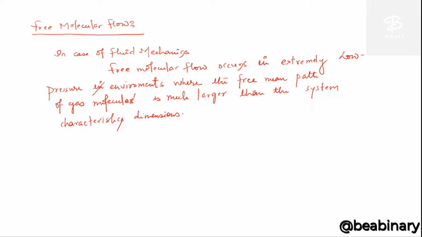Okay, so the key characteristic of free molecular flow is that it is basically common in high vacuum systems or space environments, and from the application point of view, it may be used in space aerodynamics and vacuum chambers. Okay, so these are the key characteristics.